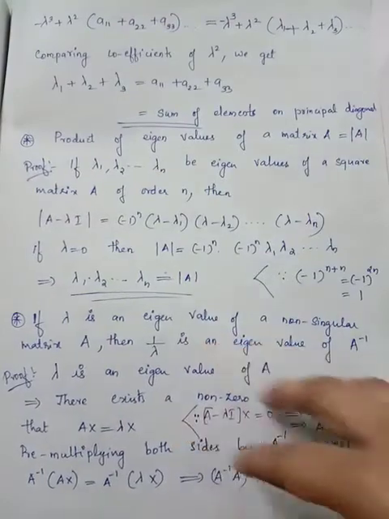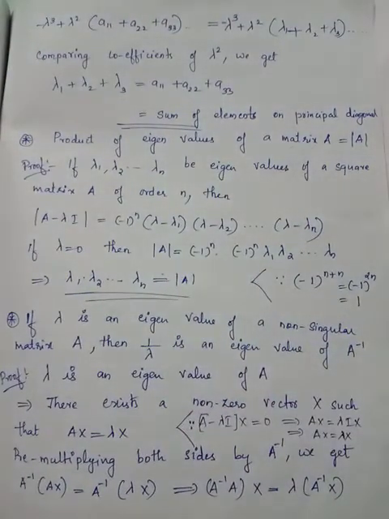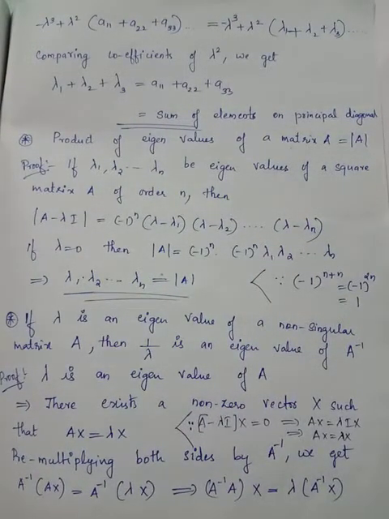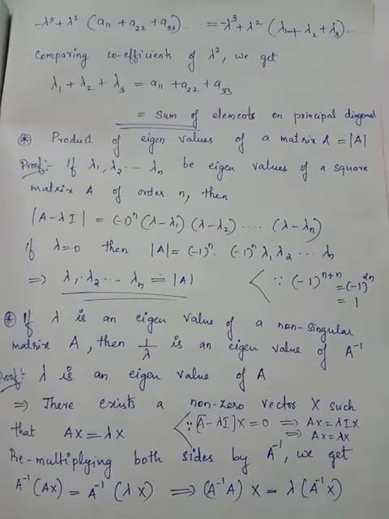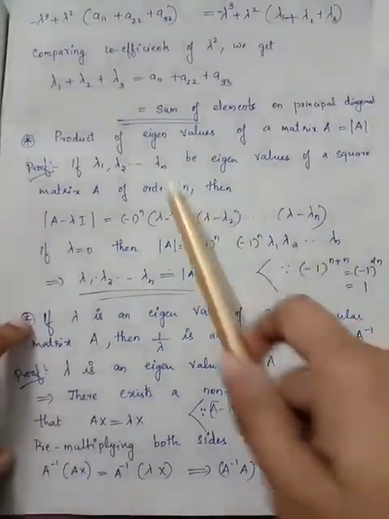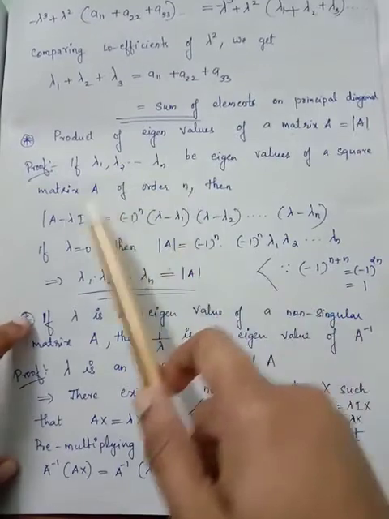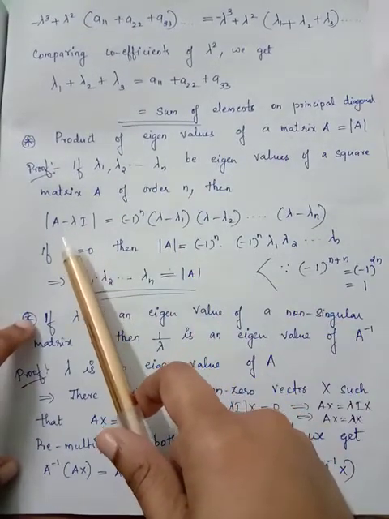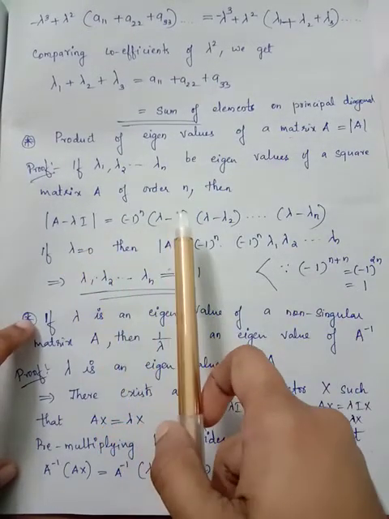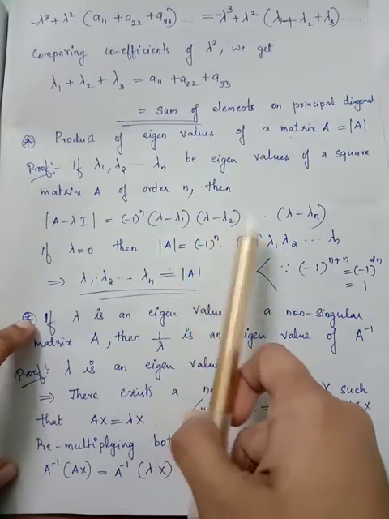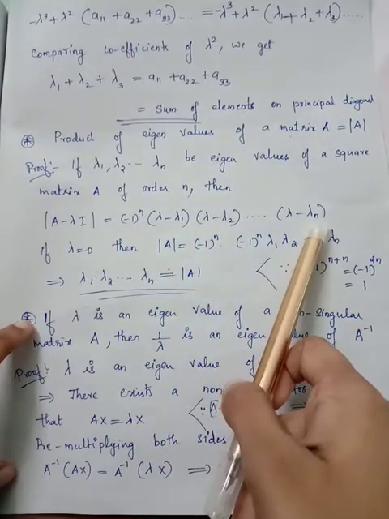Moving on to next property, which says that product of eigenvalues of a matrix equals determinant of the matrix. If you consider an nth order square matrix having n eigenvalues, you can easily write the characteristic equation determinant of A minus lambda I as the linear factors involving lambda 1, lambda 2, etc. lambda n, which are the eigenvalues.